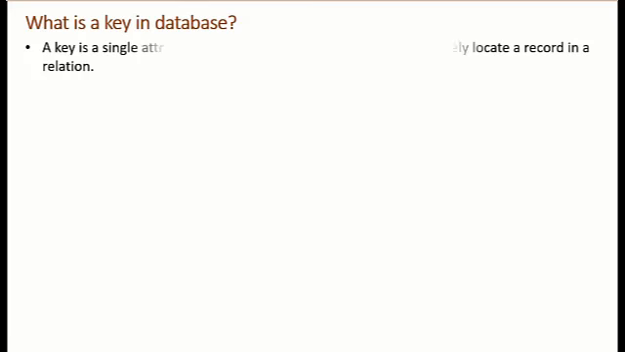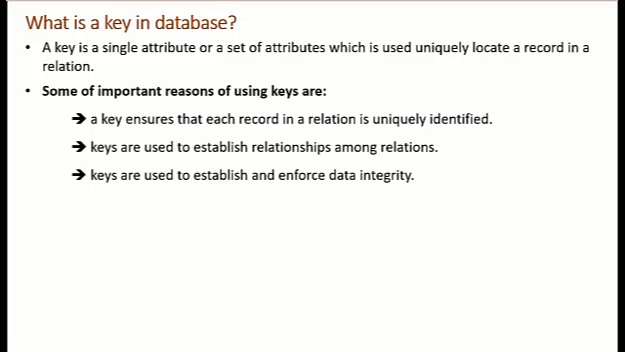What is a key in a database? A key is a single attribute or a set of attributes which is used to uniquely locate a record in a relation. Some important reasons for using keys are: a key ensures that each record in a relation is uniquely identified. Keys are used to establish relationships among relations. Keys are used to establish and enforce data integrity.